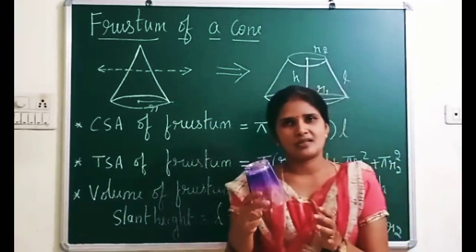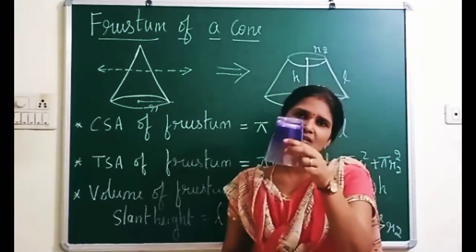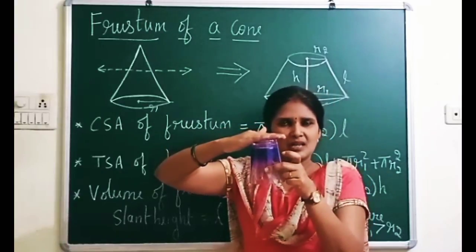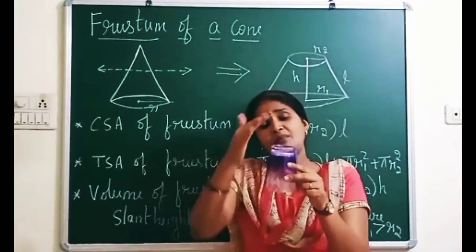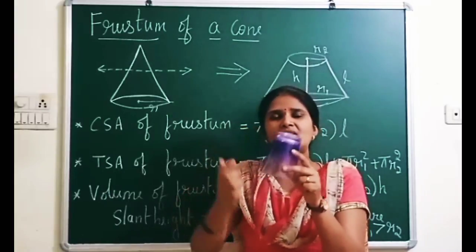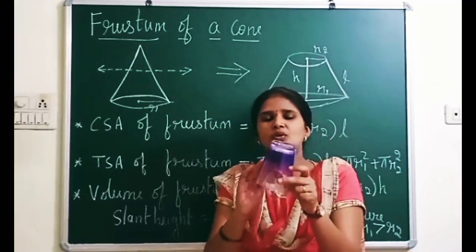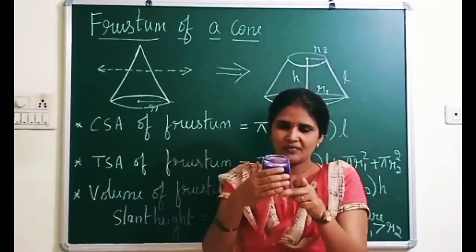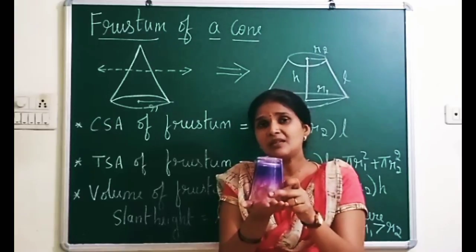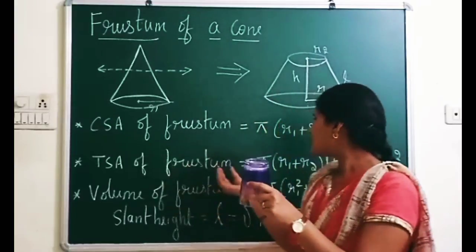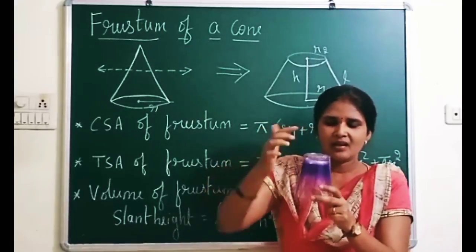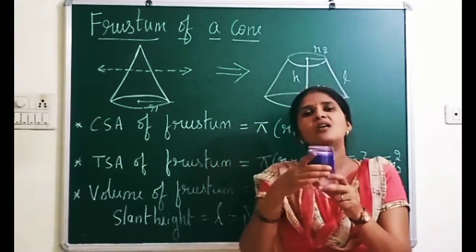Next, coming to TSA. As you know, there are three surfaces for this frustum. This is one surface, the top one is another surface, and this is another surface. Why am I telling you this? Because the radius of this circle and this circle are different. The curved part is one surface, this circle is another surface, and this is the third. So there are three surfaces. For the TSA of the frustum, I have to add the top circle area and the bottom circle area to the CSA.